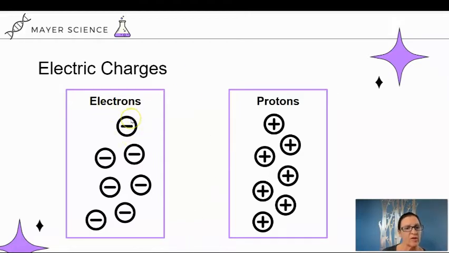Electrons, which we use the negative symbol to represent, and protons, which we use the positive symbol to represent, are usually balanced out. So we just never notice that they're even around. However, when there is a separation between electrons and protons, then the charges really start to flow.